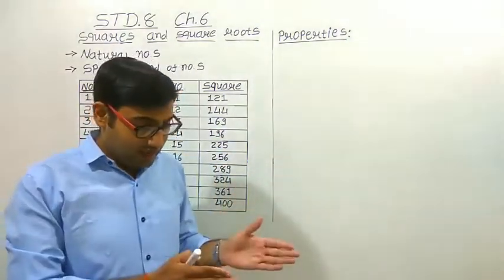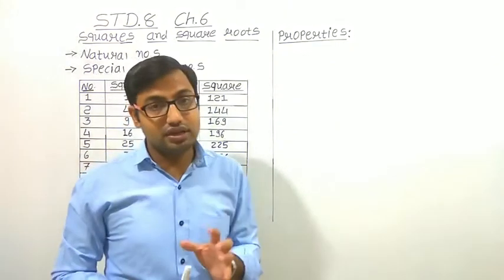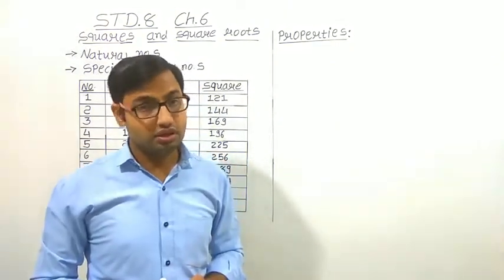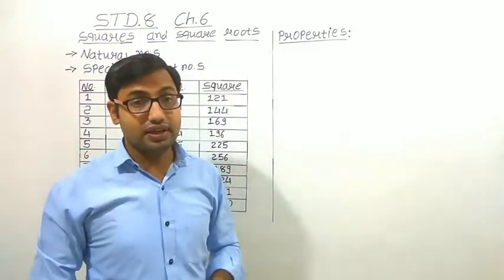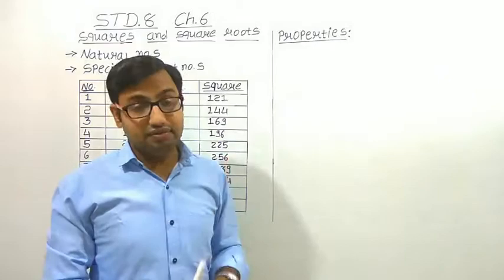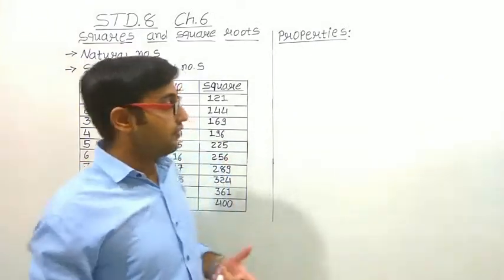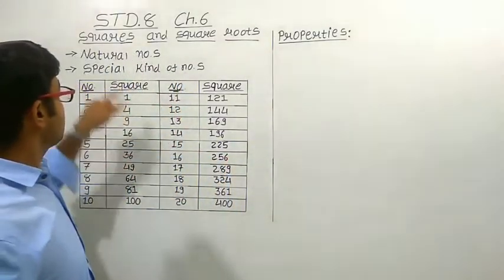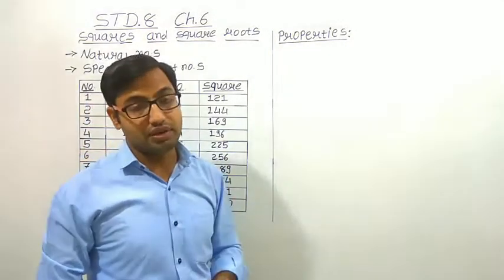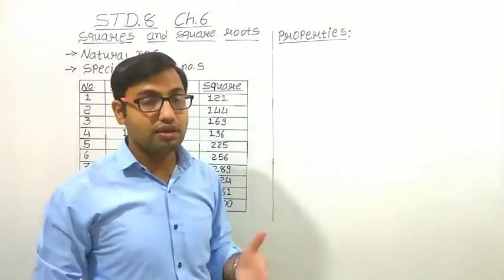Like we can classify the natural numbers into even and odd. In another way we can classify it into the prime and composite numbers, right? So in the same way we can classify the natural numbers as square numbers and non-square numbers. Now what is the square number?